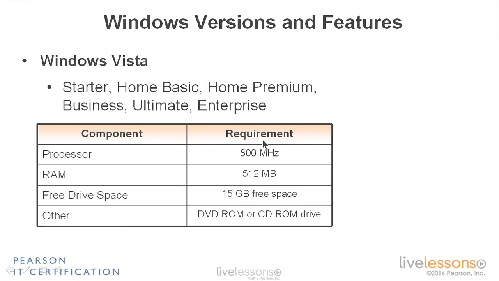But it's the requirements here that are interesting. The processor only has to be 800 megahertz. You only need 512 megabytes of RAM. So it's a lot lower requirement than Windows 7 or Windows 8. So if you have an older computer that is running a very old version of Windows, say Windows XP or 2000, and you are required to upgrade that to Vista, well, you could do that if it meets these requirements. And if it's a very old system, it may not be able to run Windows 7 or Windows 8. So Windows Vista might be your only option.